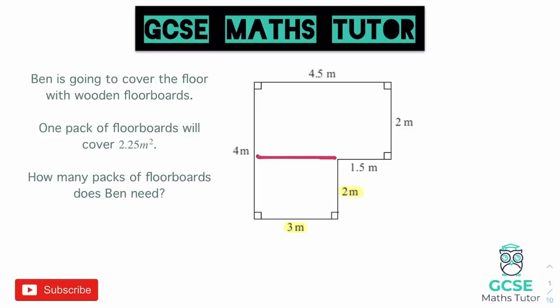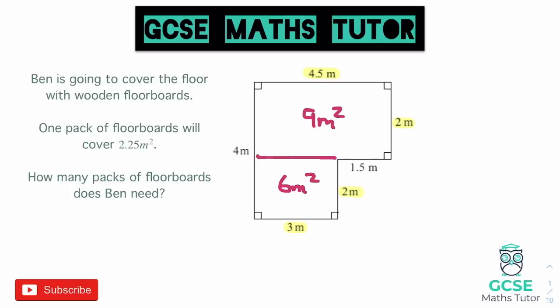So that's going to give us an area of 6 meters squared, again just doing 2 times 3. For the top one, you have a length and a width of 4.5 and 2. So if we do 2 times 4.5, that is going to give us an area there of 9 meters squared.